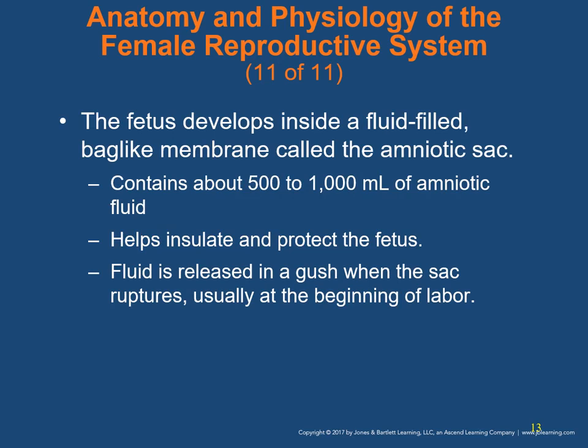The fetus develops inside a fluid-filled bag-like membrane called the amniotic sac. The sac contains 500 to 1,000 milliliters of amniotic fluid, which helps insulate and protect the floating fetus. The amniotic fluid is released in a gush when the sac ruptures, usually at the beginning of labor.